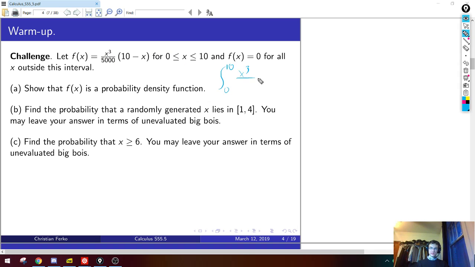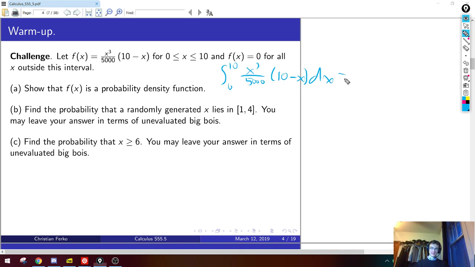So it's x to the 4th over 5,000 times 10 minus x. No, it is x to the 3rd over 5,000. It is x to the 3rd over 5,000. Give me a second to get my thoughts together, because I'm getting overconfident. The integral from 0 to 10 of x to the 3rd over 5,000 times 10 minus x dx.